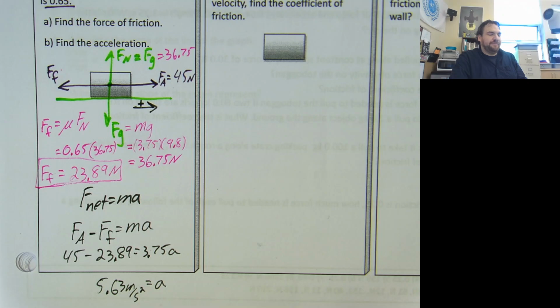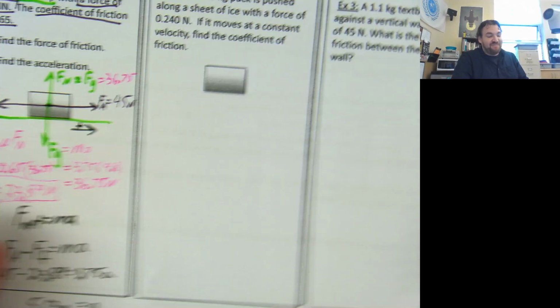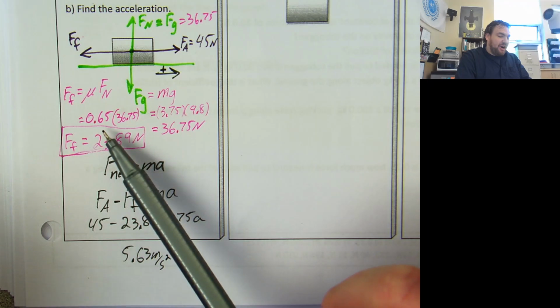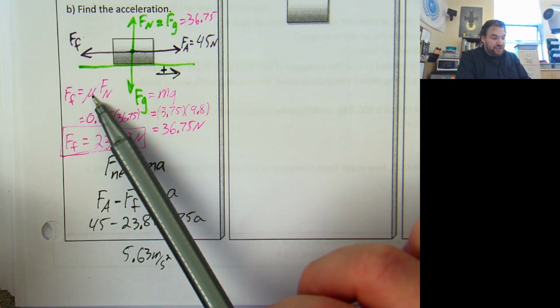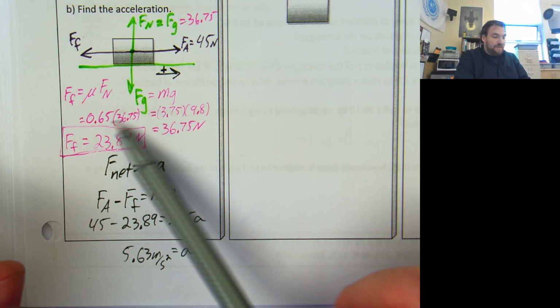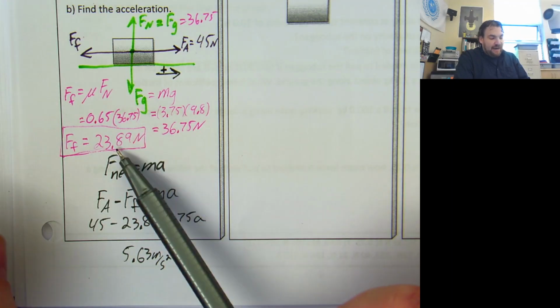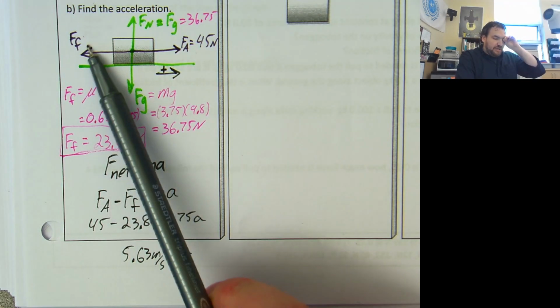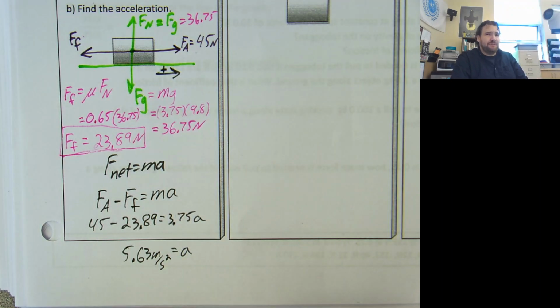Here's a fun question for you. What if we had found that this combination of 0.65 coefficient of friction and the normal force had provided a result larger than 45? What would that mean? What would it mean for the force of friction to be greater than the applied force?